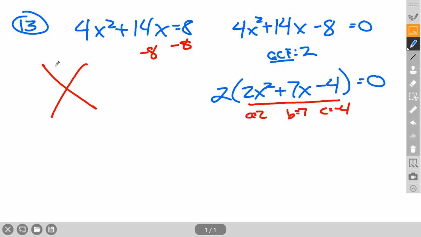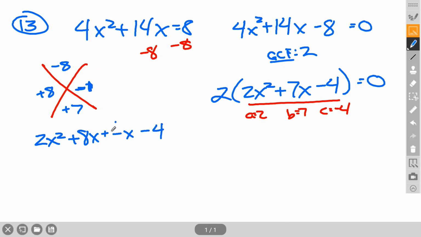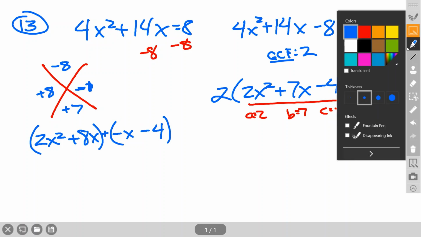So up top I have a times c, so 2 times negative 4 is negative 8. In the bottom I have b, which is positive 7. So the numbers I'm looking for are positive 8 and negative 1. The product of these is negative 8. The sum of these is positive 7. So that means that I can split this up: 2x squared plus 8x minus x minus 4. And I can group these two, and I can group these two, and I can factor the GCF out of each group.